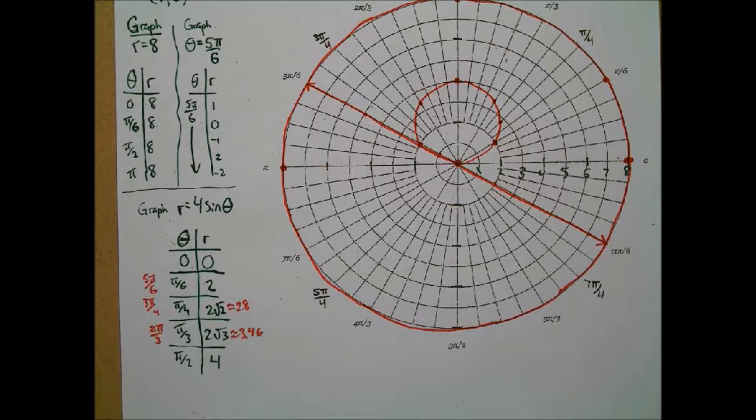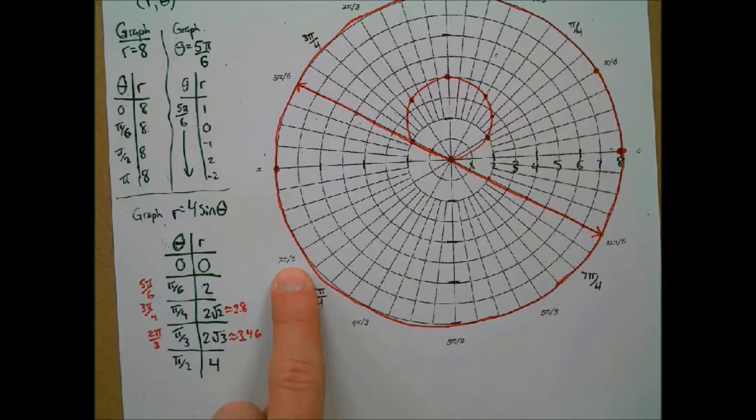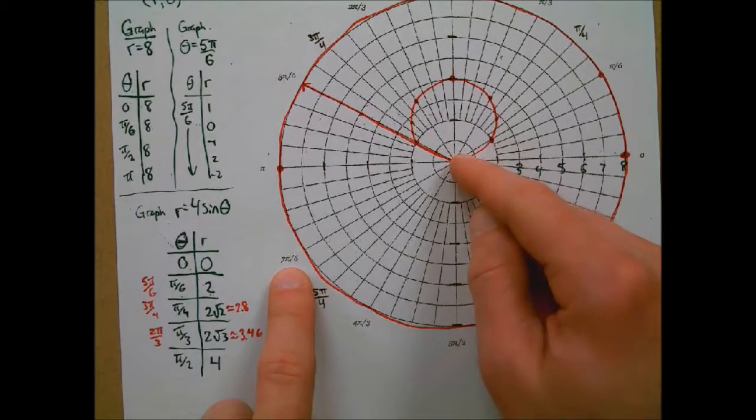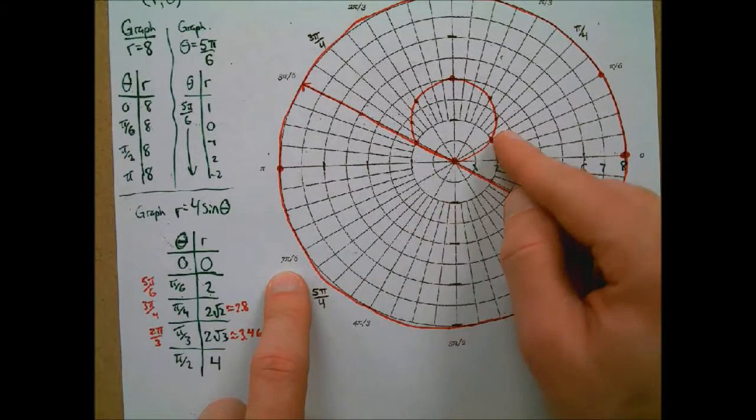Now, what about the rest of the quadrants? What about quadrant 3 and quadrant 4? Let me just walk you through it mentally here. So what is sine of 7 pi over 6? It'll be negative 1/2, times 4 will give us a negative 2. So in the direction of 7 pi over 6, we're going to go negative 2, which means we actually go back to, and look at that, it's that same point right there.